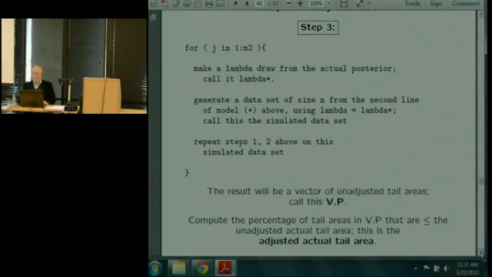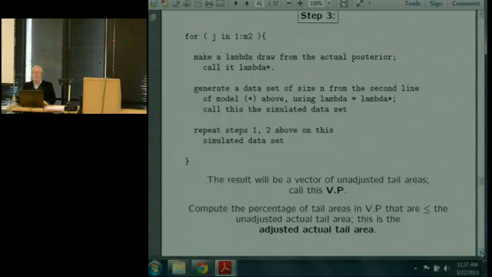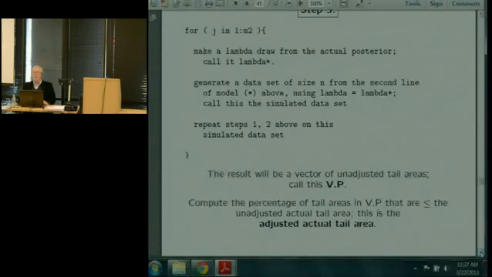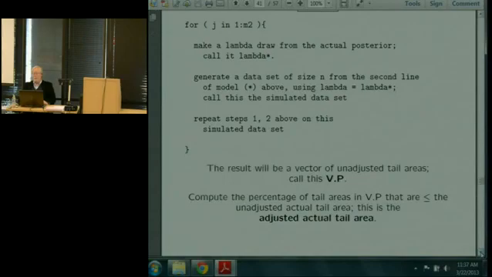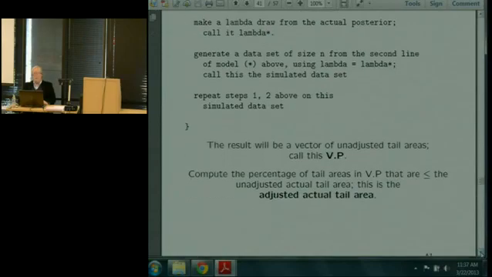The result will be a vector of unadjusted tail areas, because that's what you get out of steps 1 and 2. You get a tail area. And now you get the right answer by doing the following thing. Compute the percentage of tail areas in v.p that are less than or equal to the unadjusted actual tail area, and call that number the adjusted actual tail area. That's the properly calibrated p-value.